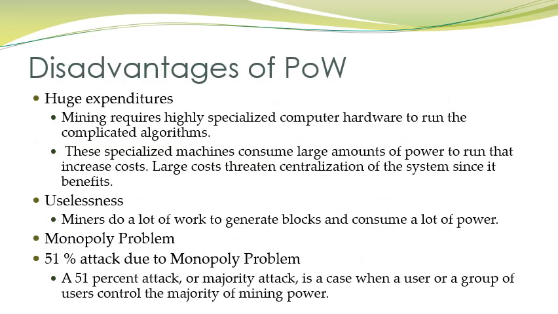So, disadvantages of proof of work. As we know, for solving a proof of work puzzle, a mathematical puzzle, the miner has to spend a lot of computational power, and for that the miner's computer should be fast. And it requires huge expenditures. Mining requires highly specialized computers.